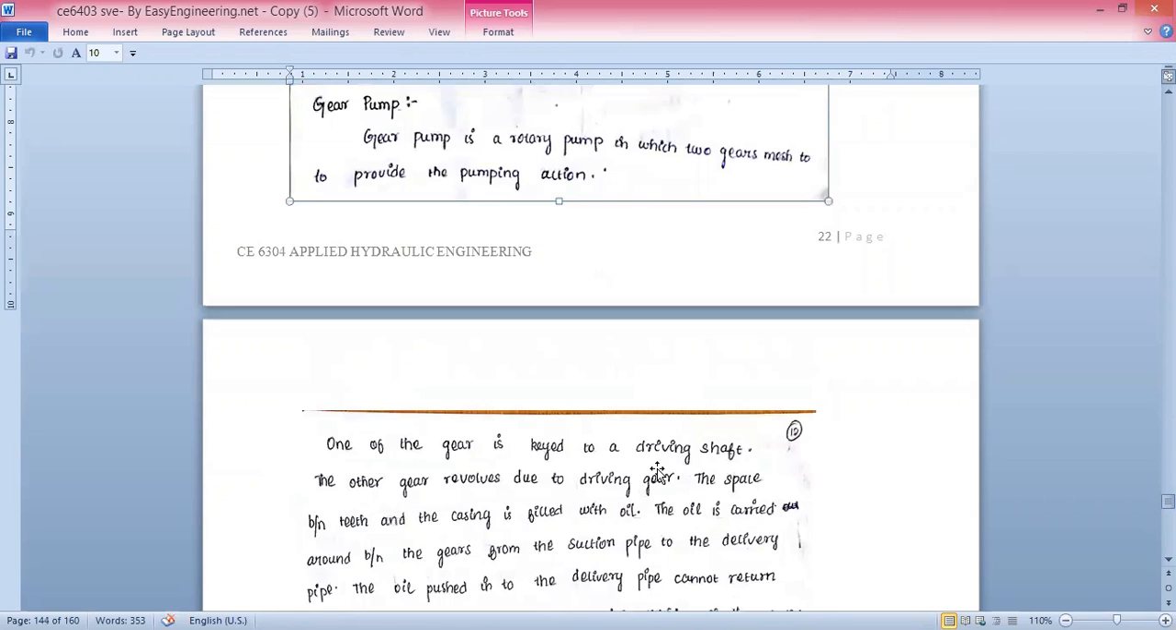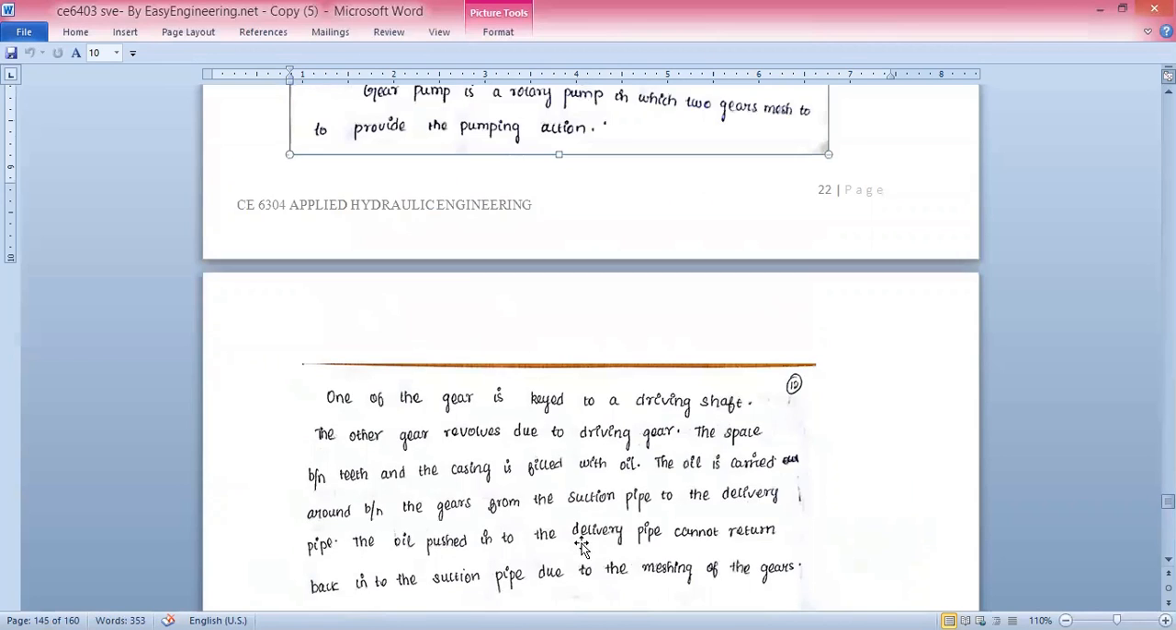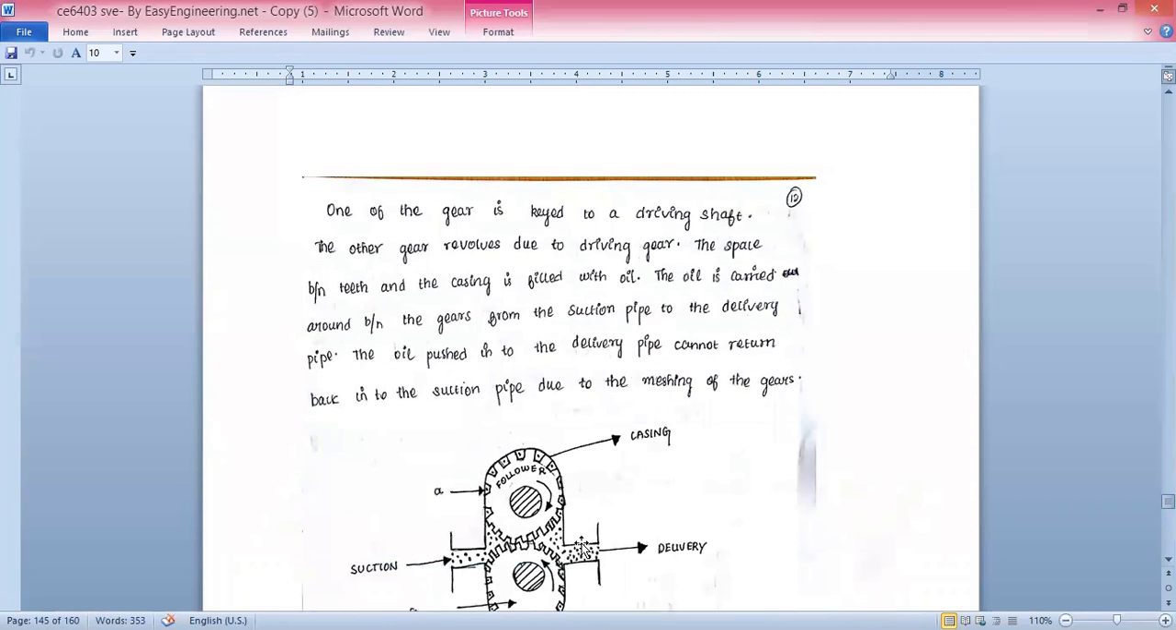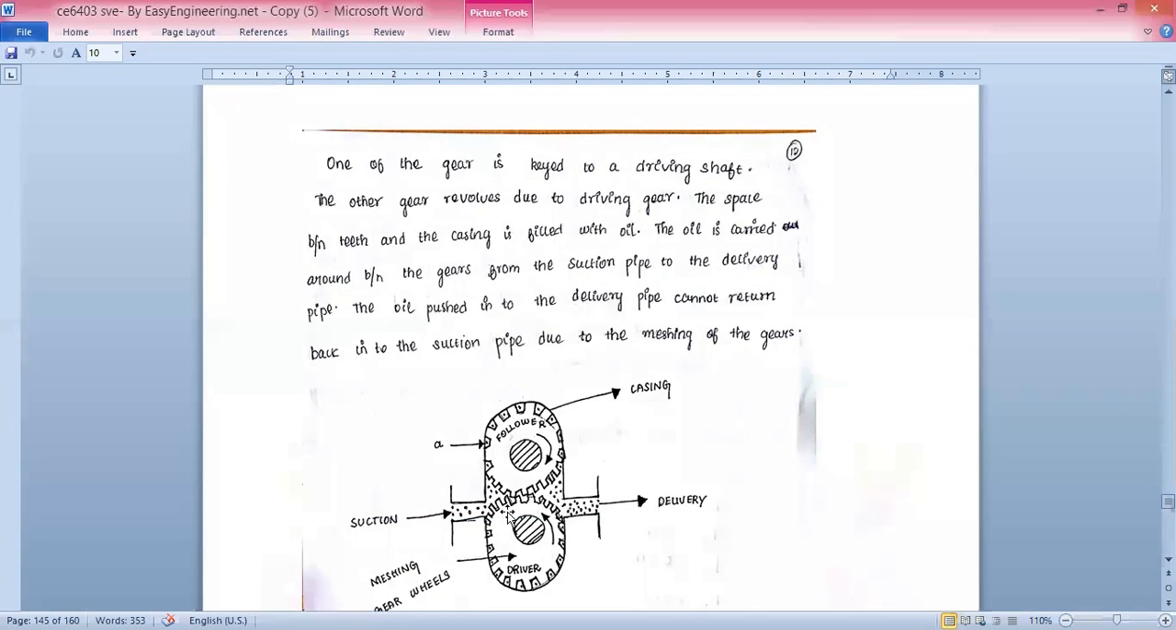As you see in the diagram, there are two gears, and one of the gears is keyed to the driving shaft. So there are keys made; you can see a number of keys here. The driving shaft is attached and will start rotating, and the other gear revolves due to the driving gear. When it rotates, all the gears are locked inside and start rotating. If one starts, the other will also start rotating.